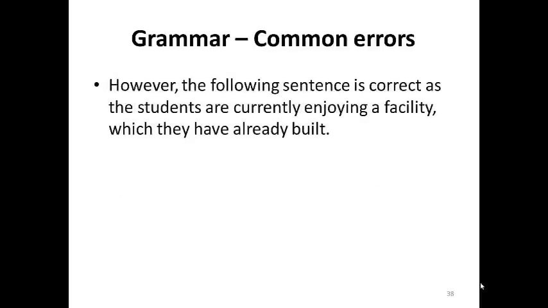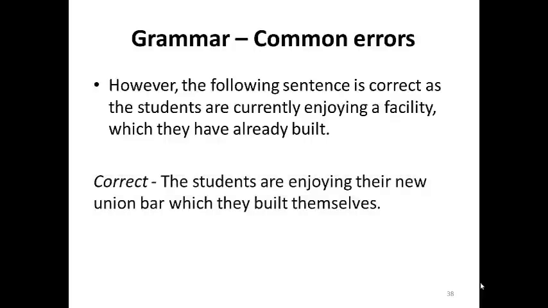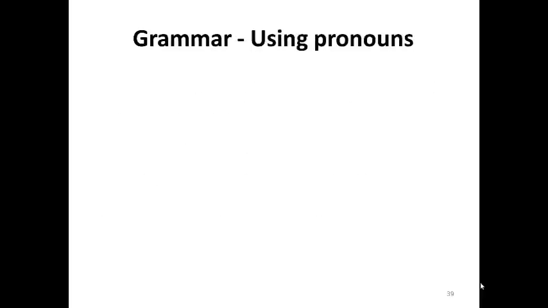However, this following sentence is correct, as the students are currently still enjoying a facility which they have already built. The students are enjoying their new union bar, which they built themselves. So describing two different events that happened in two separate time frames.